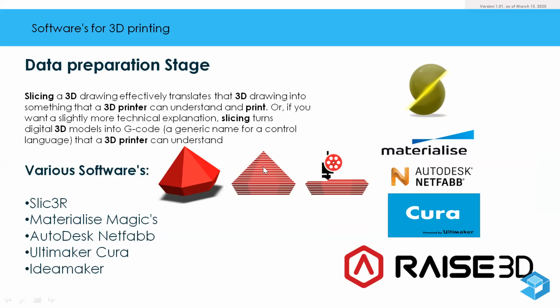Now, what are these slices? What happens is that slicing turns this 3D model into G codes. Now, what are G codes?